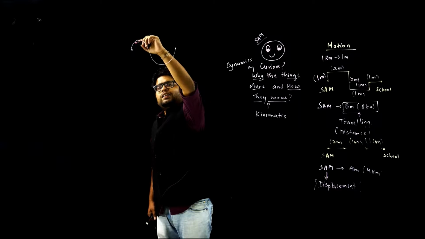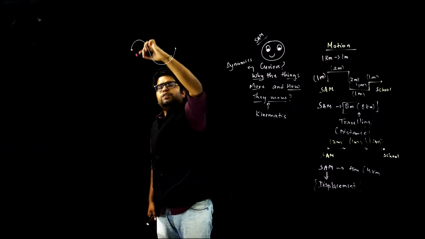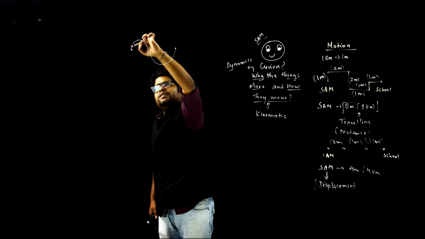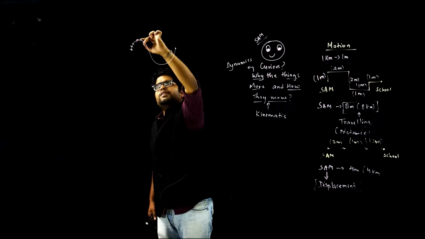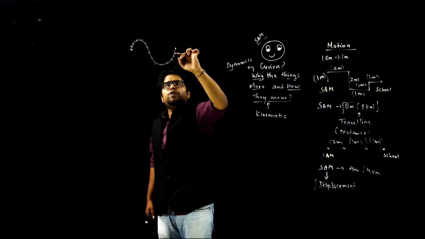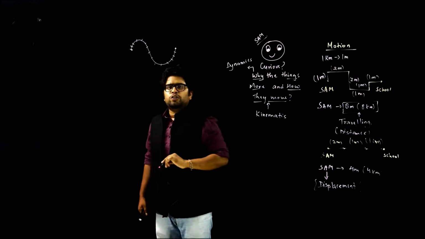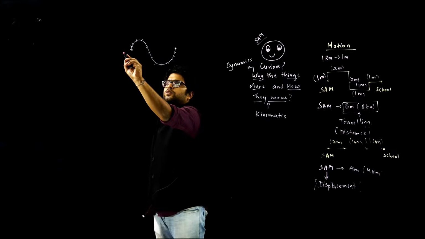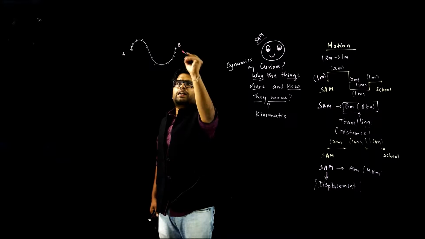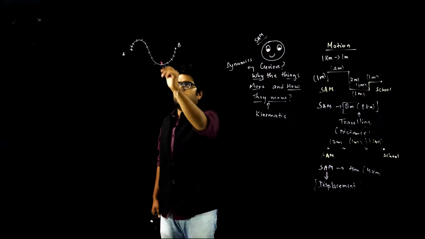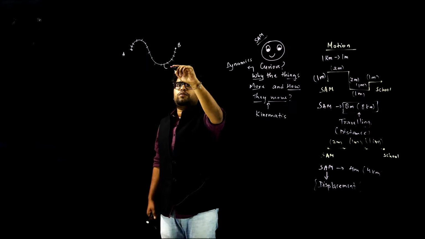Then the actual path length covered by the particle or the person, for example Sam, is this length plus this length plus this length plus this length, and the same process will continue. If you add all the lengths, you'll get the actual path length the particle has covered. So the actual path length covered by the particle during the course of motion, we call it distance.